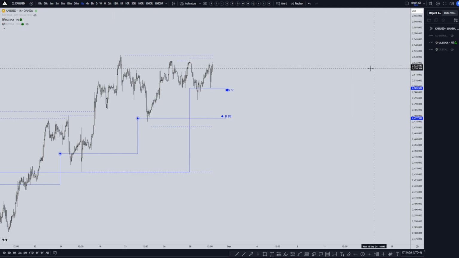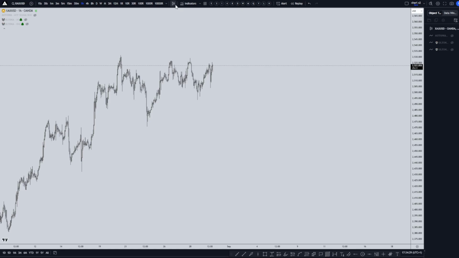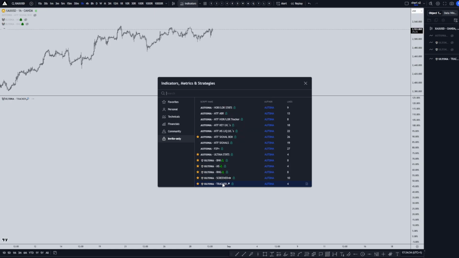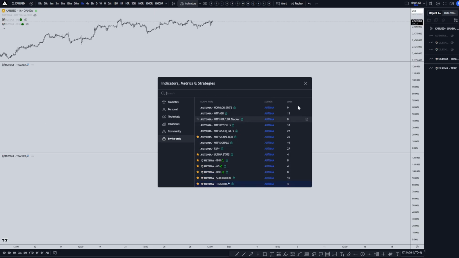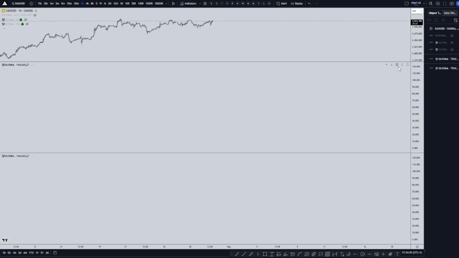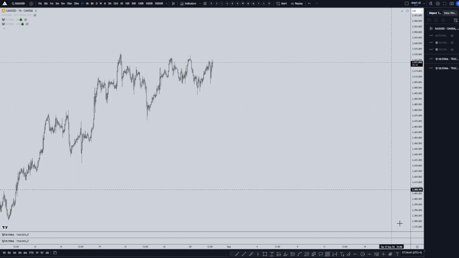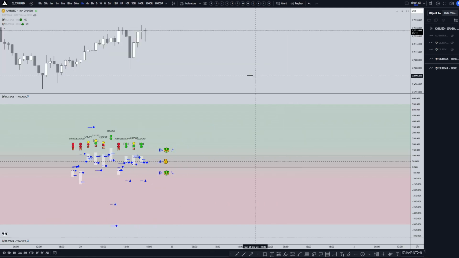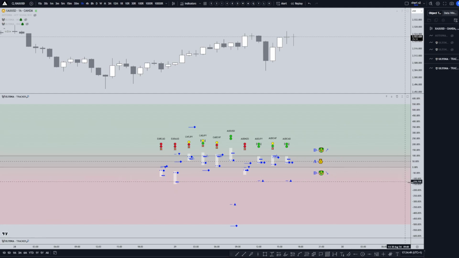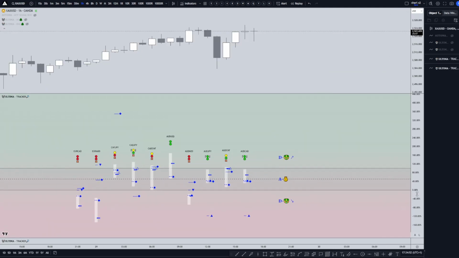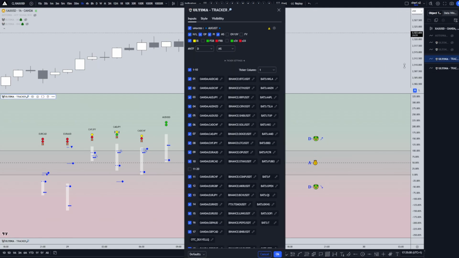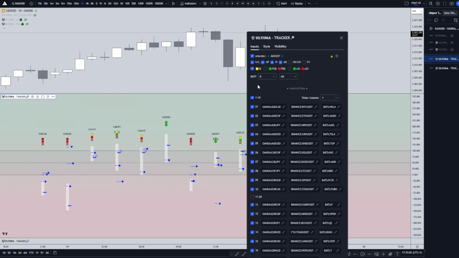We can get rid of this one and add the tracker. Again, you can add it twice. Disable one, enable another one. So the tracker functions similar to the screener ones, just with a few visual differences.